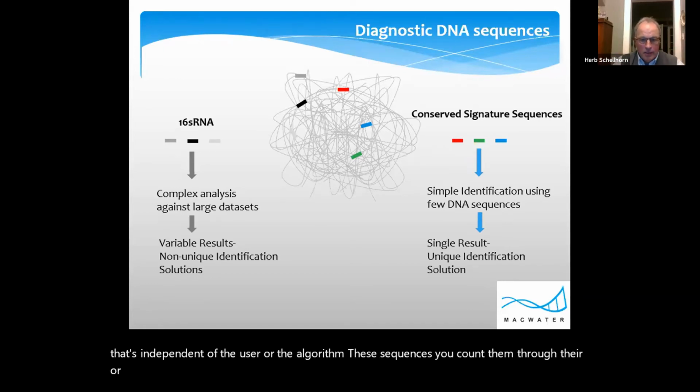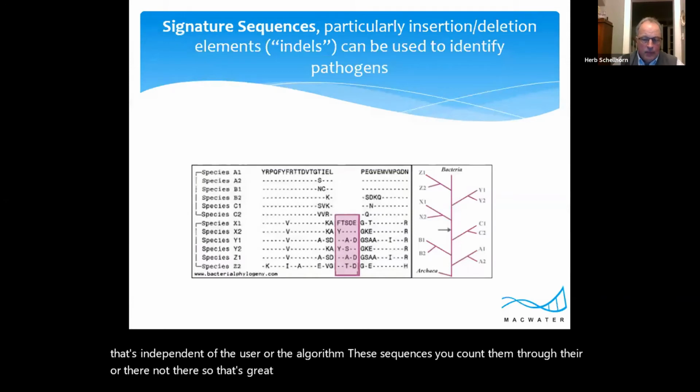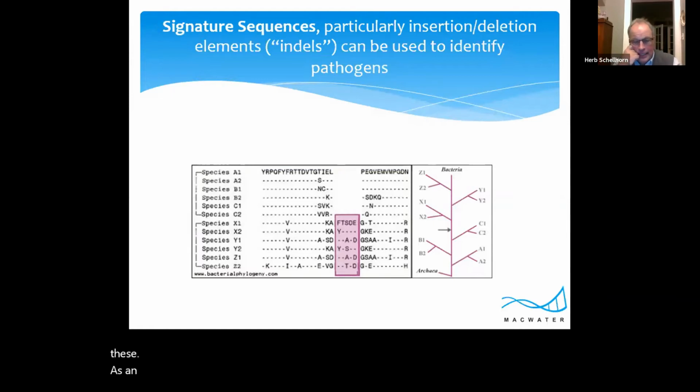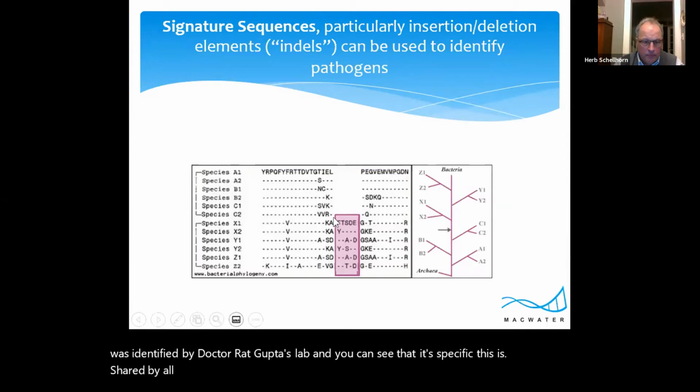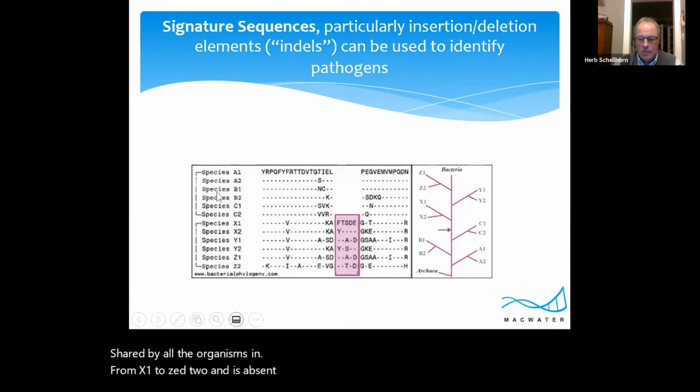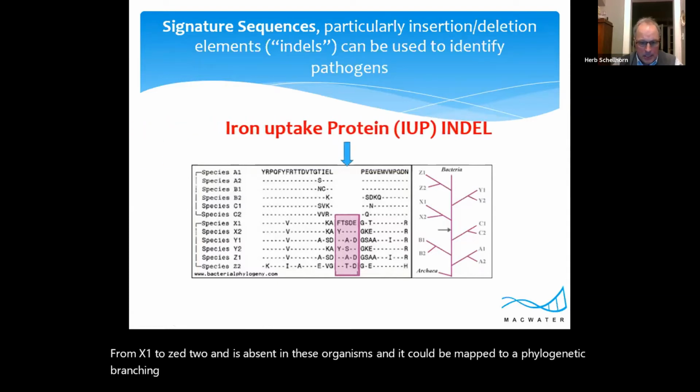So that's great. And this is an example of an indel. I just want to give this as an indication of an indel, in this case in an iron uptake protein, and this was identified by Dr. Rad Gupta's lab. And you can see that it's specific. This is shared by all the organisms from X1 to Z2 and is absent in these organisms, and it can be mapped to a phylogenetic branching point.